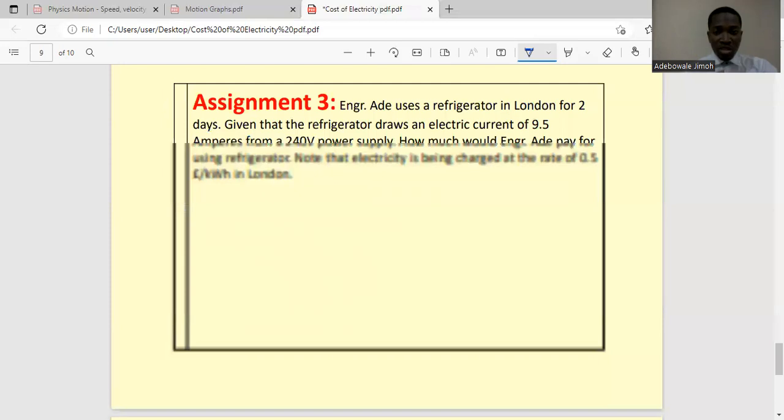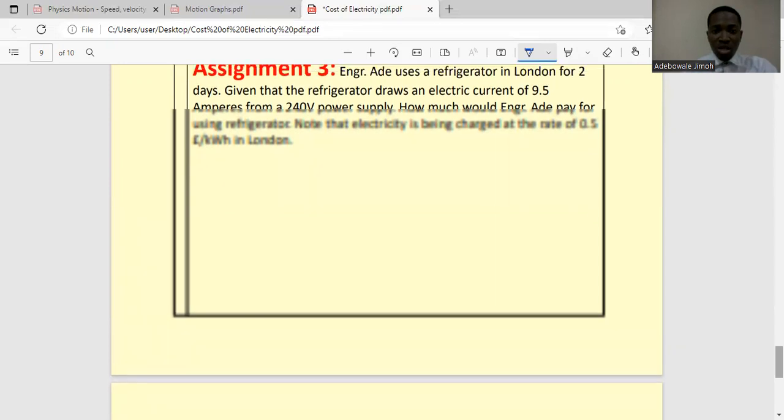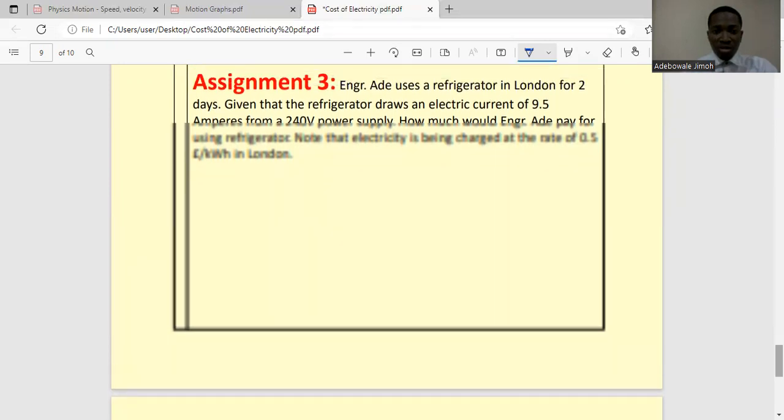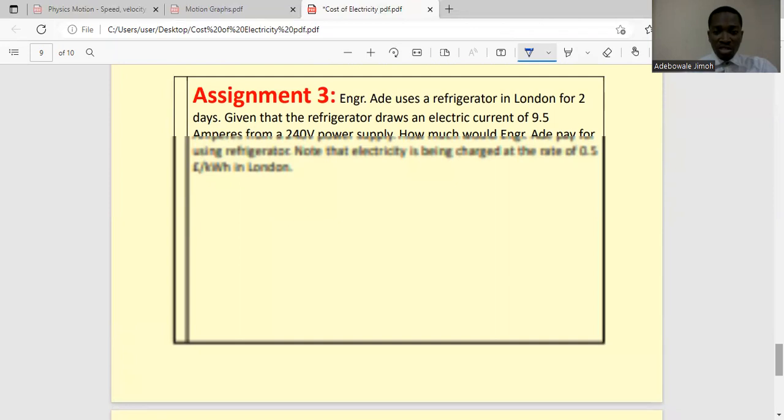Engineer Ade uses a refrigerator in London for 2 days. Given that the refrigerator draws an electric current of 9.5 amperes from a 240 volts power supply, how much would Engineer Ade pay for using the refrigerator? Note that electricity is being charged at the rate of $0.5 per kilowatt hour in London.